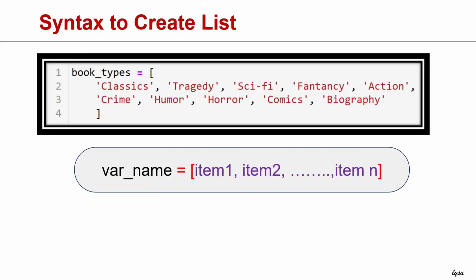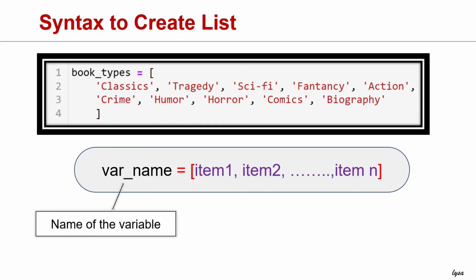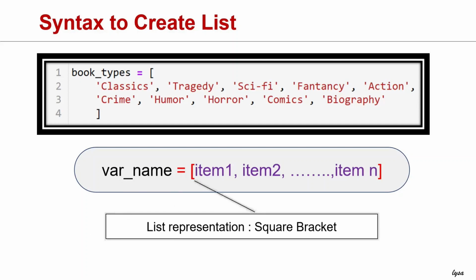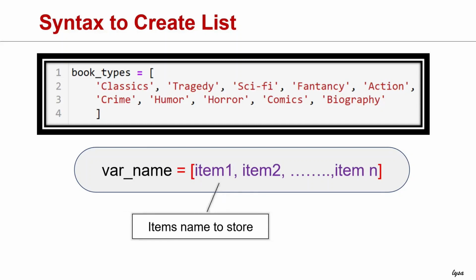So this is the general syntax of how to write a list. There has to be the name of a variable, followed by the assignment operator, followed by a square bracket, which is used to represent a list, followed by the list of items. As seen in our example, the name of the variable is book types. We have followed it with an assignment operator, and then within square brackets, we have written the items: classics, tragedy, etc.